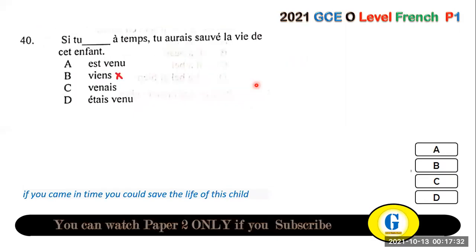40. Si tu blah blah blah à temps, tu auras sauvé la vie de cet enfant. So with this one, if you came in time, you would have saved the life of this child. Si tu es venu, à temps. So if you came in time, si tu étais venu is also agreeable. Si tu étais venu, or si tu venais, all of these are past. But this one like this is really a tough one too.